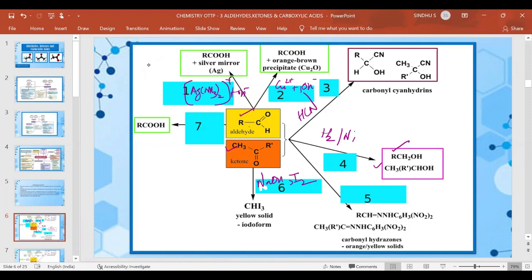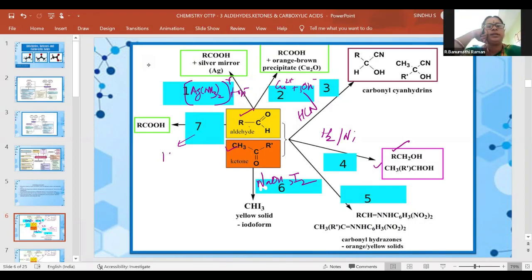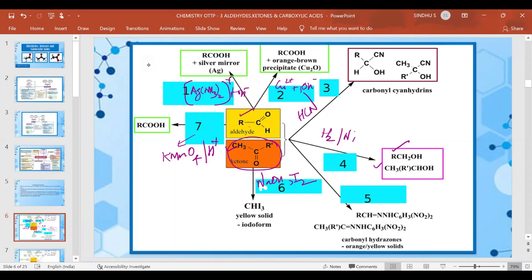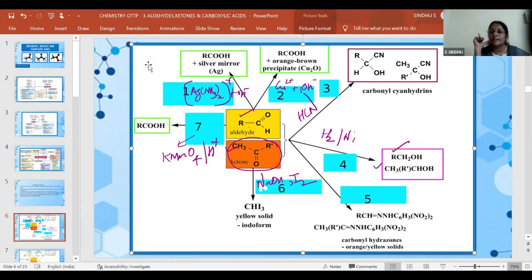Number 7, oxidation reaction. So what can we use, sir? Acidified potassium permanganate. Yes. Tollens and Fehling also, yes, sir, because they can be used for aldehydes. For ketones, we need a strong oxidizing agent, so we can't use those for ketones. For aldehydes and ketones combined, we can use acidified KMnO4 or dichromate. For aldehydes, we can take Tollens or Fehling, but not for ketones.